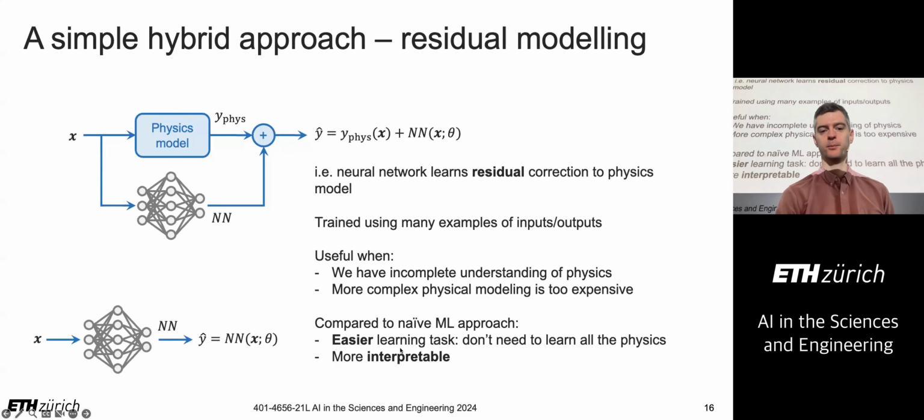Another bullet point here is that these residual approaches are often way more interpretable than having one big black box model that we're training. So we might even be able to look at this network, look at the kind of function that it learns, and maybe even interpret some physics from it. We might see that it learns a nonlinear correction to a linear model, for example, and that might be very interesting.